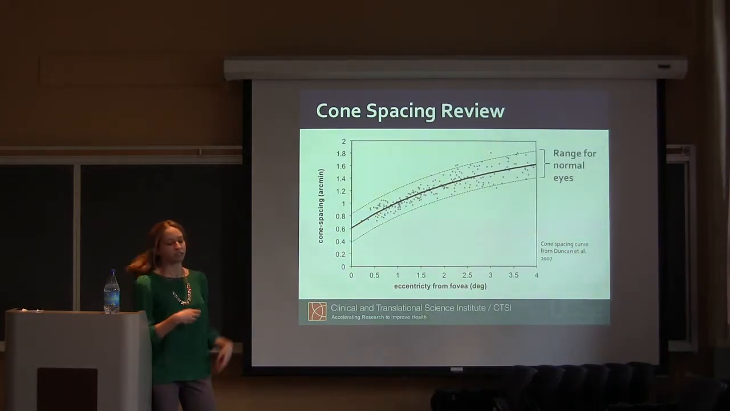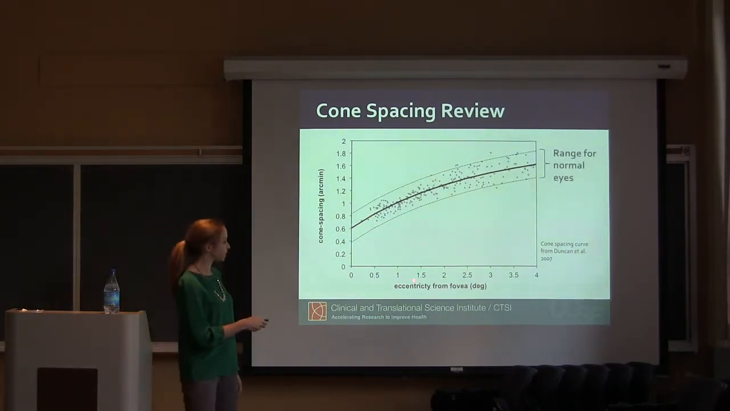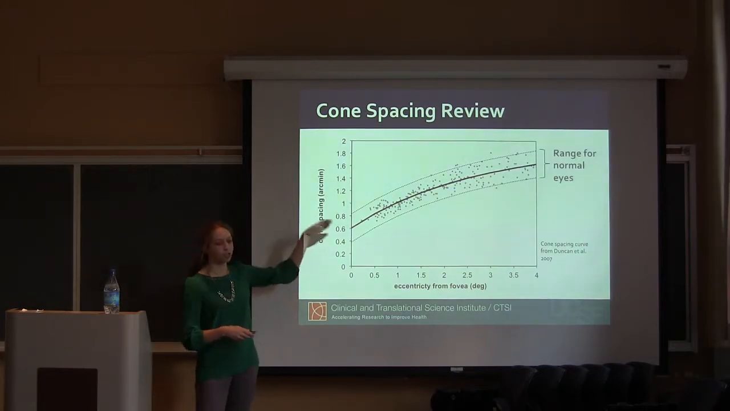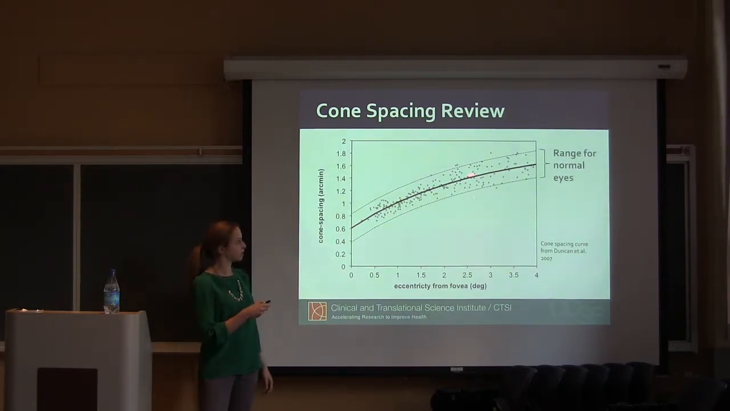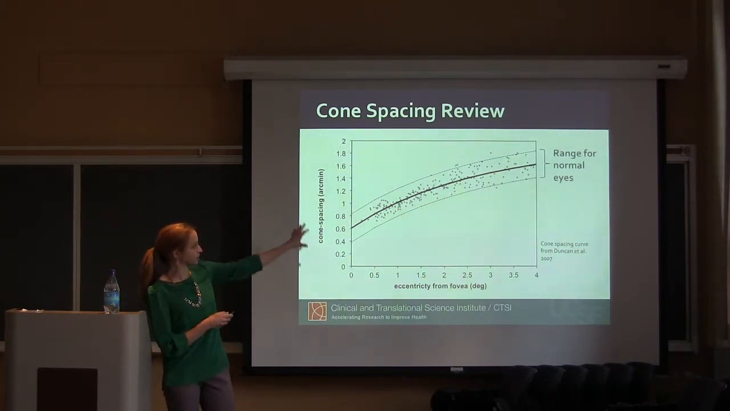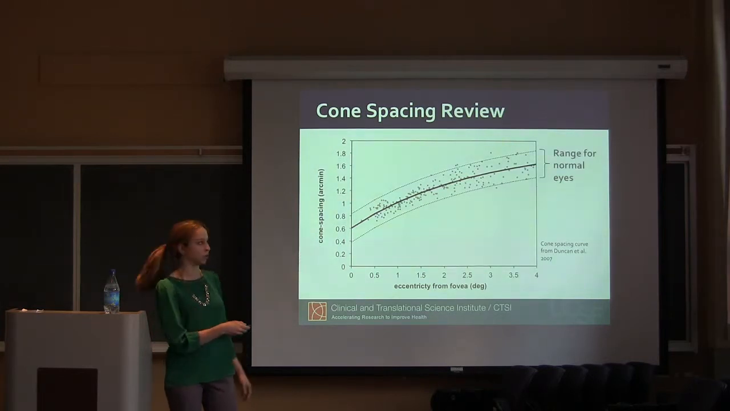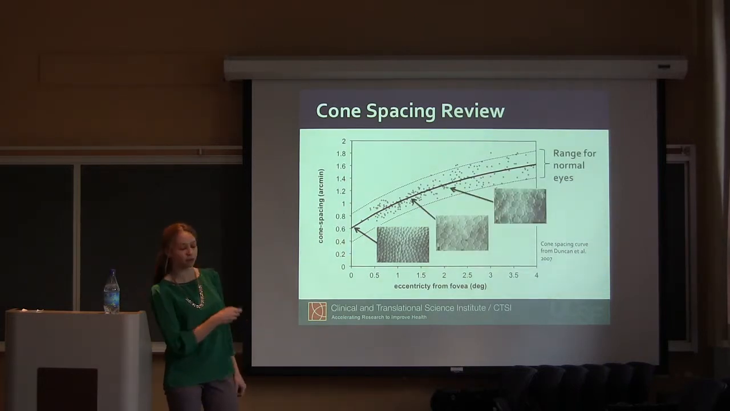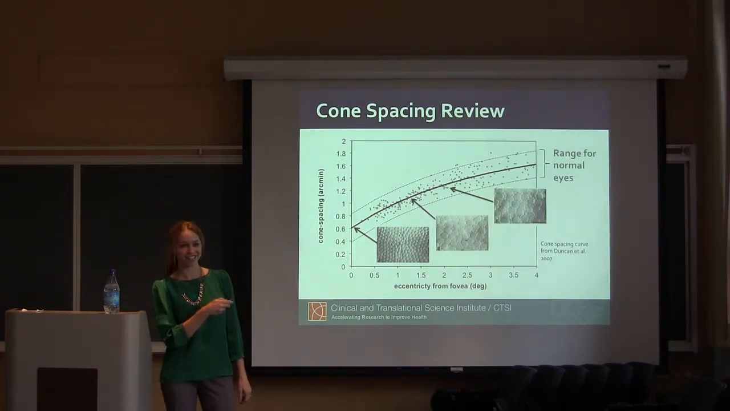And this is just another way of showing the same information. As we go out farther from the fovea, you can see that the distance between cones increases in a sort of linear relationship, and this data was actually collected from the same imaging system that we're using for our project. So that tells us the range of normal cone spacing. Near the fovea would be there, farther out, and even farther out. Make sense?